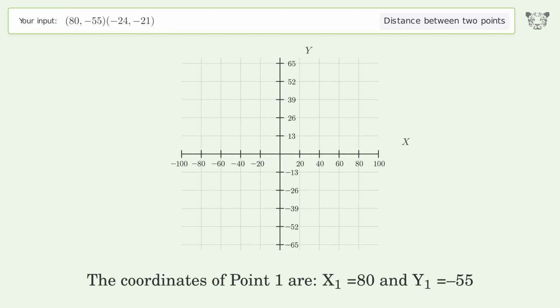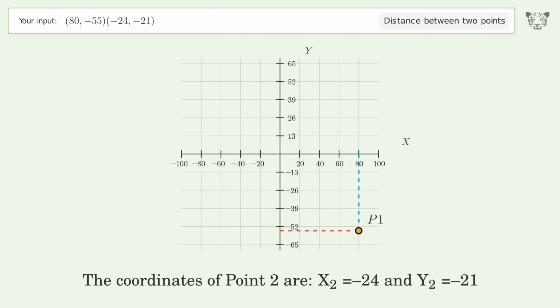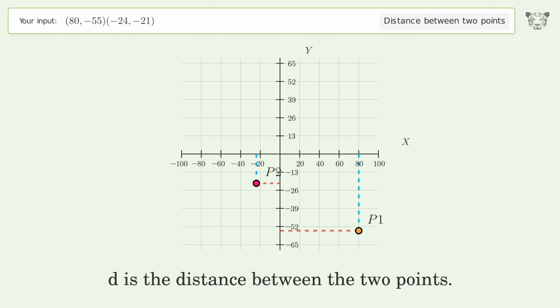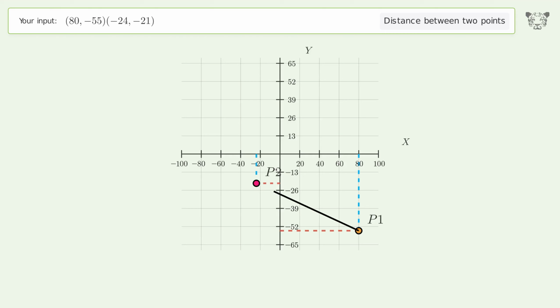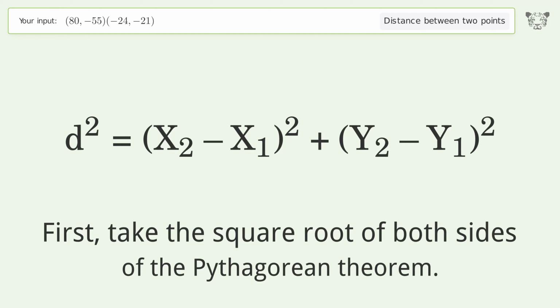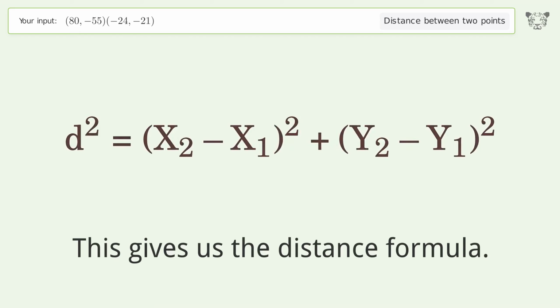The coordinates of point 1 are x1 equals 80 and y1 equals negative 55. The coordinates of point 2 are x2 equals negative 24 and y2 equals negative 21. D is the distance between the 2 points. First, take the square root of both sides of the Pythagorean theorem. This gives us the distance formula.